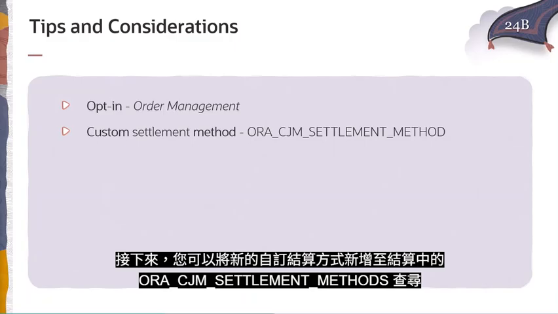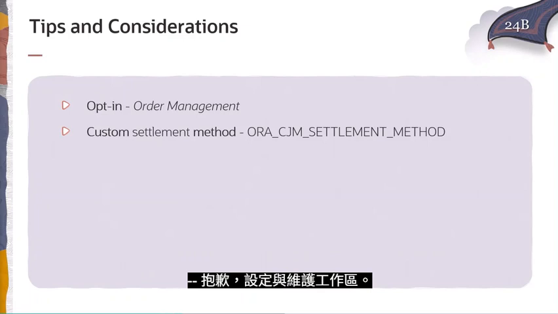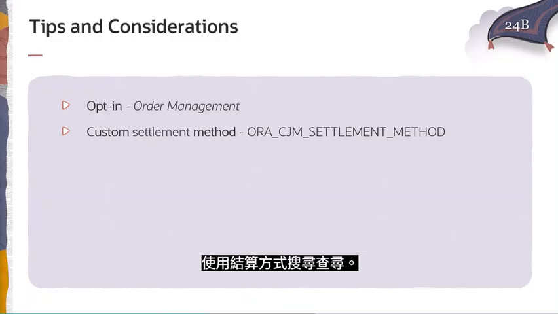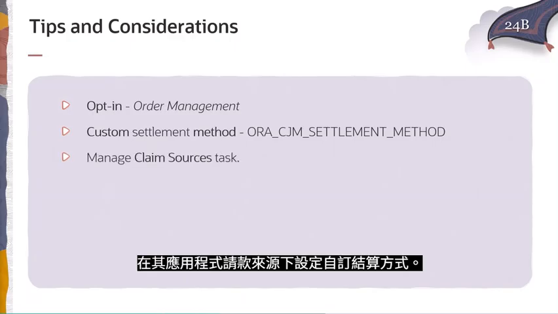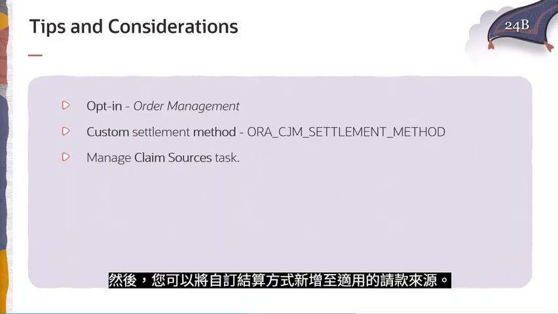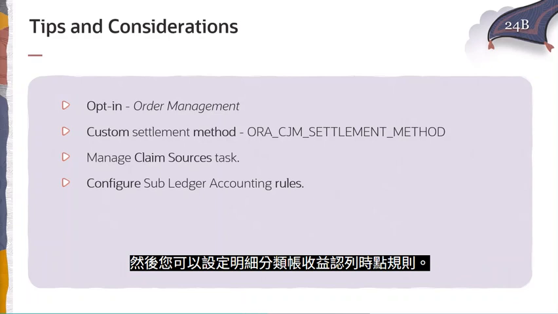Next, you can add a new custom settlement method to the Aura CJM settlement methods lookup in the Setup and Maintenance work area. You can go into Manage Channel Lookups in Channel Revenue Management, easy for me to say. Search for the lookup with the settlement methods, add a new lookup code representing the new settlement method, and configure a custom settlement method under its application claim source. You can do that in Setup and Maintenance, Manage Claim Sources, and then you can add the custom settlement method to your applicable claim source, and then you can configure the subledger accounting role.